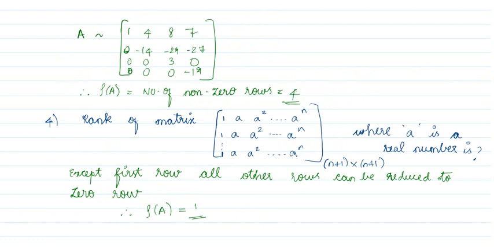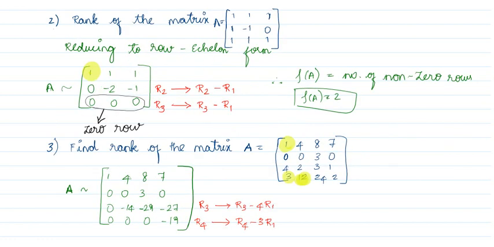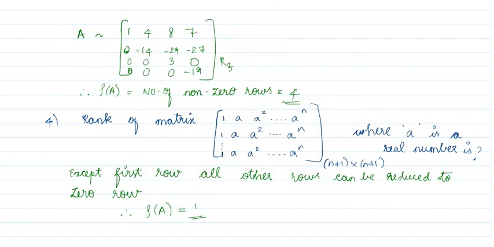Now, we are just transferring R2 and R3.